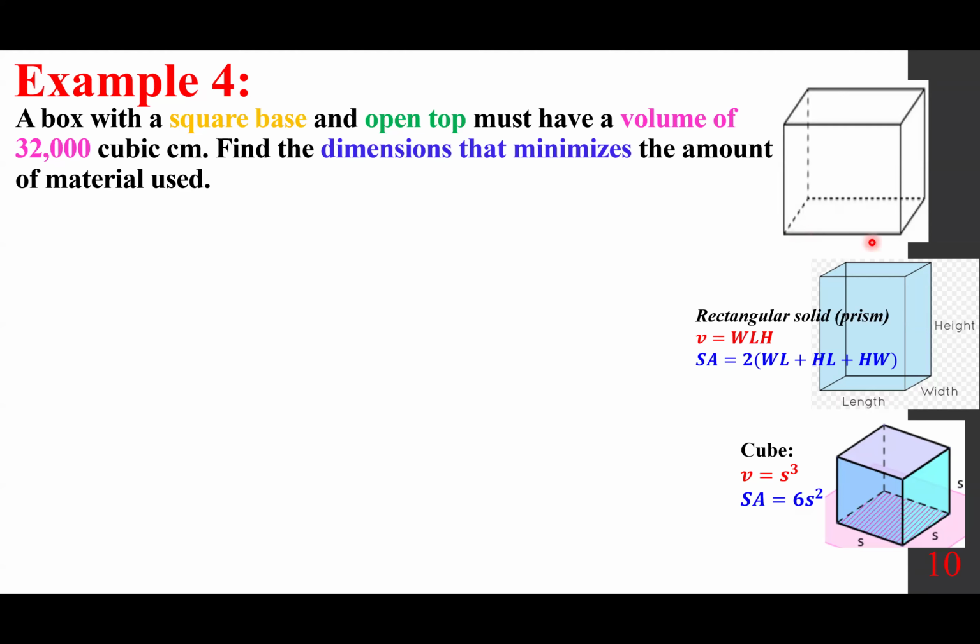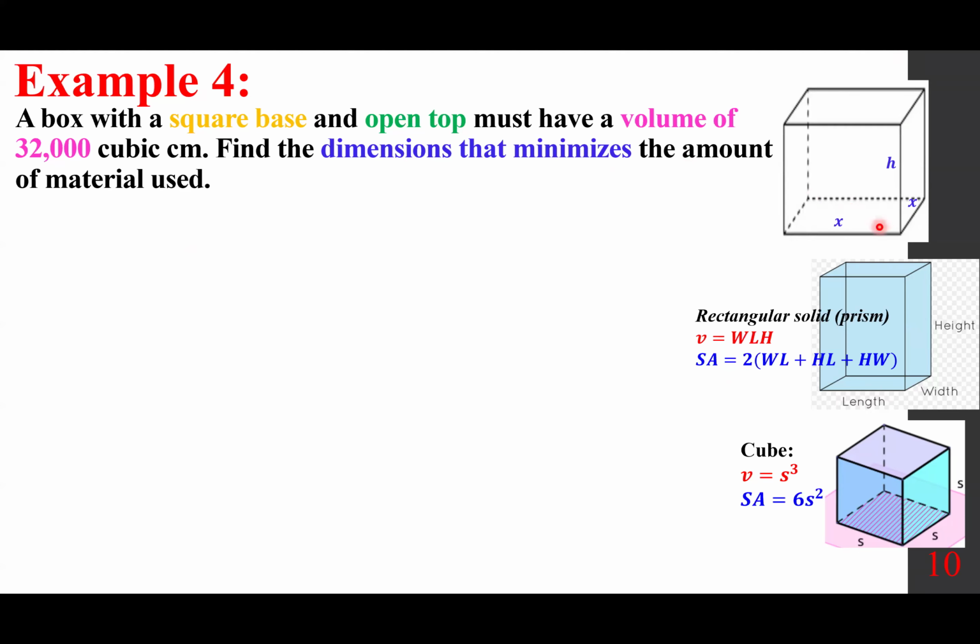Because it's a square base, these two are the same. So x times the height. Now, we have defined our variables. We want the dimensions that minimize the amount of gift wrapping material. So let's find the surface area.